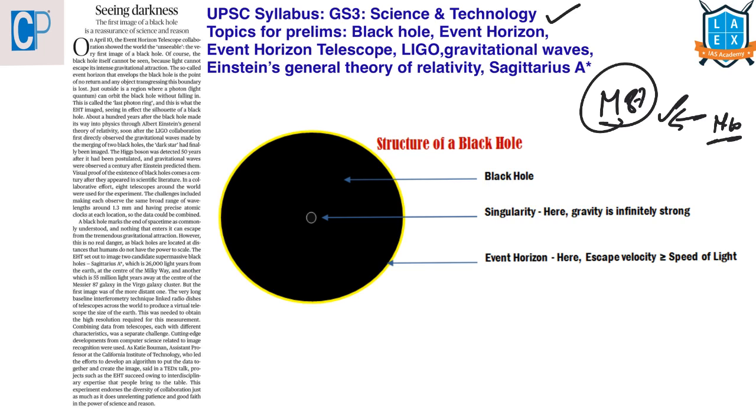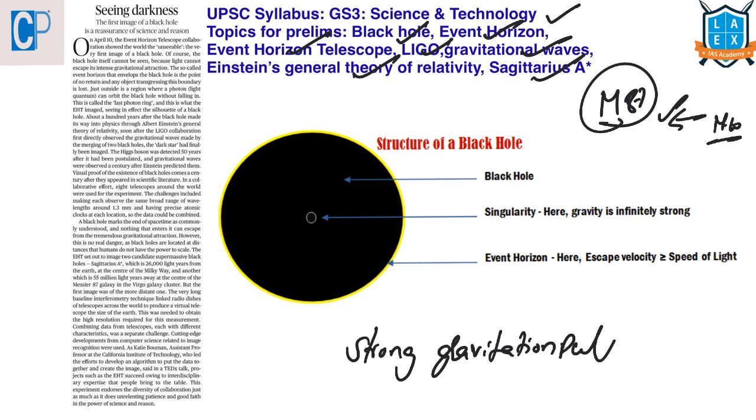Now, from the prelims point of view, from this article, here we should know what is a black hole, what is the Event Horizon Telescope, LIGO, gravitational waves, what is Einstein's general theory of relativity, and Sagittarius A. Now, first let us see what is a black hole. A black hole is an object in the space which will have a strong gravitational pull. Gravitational pull means a strong force that will attract towards it.